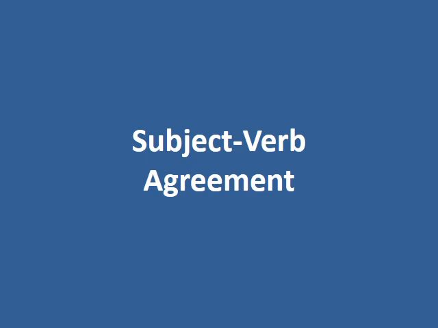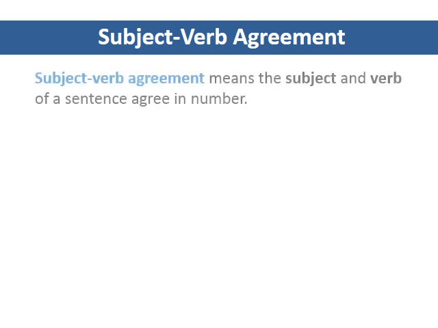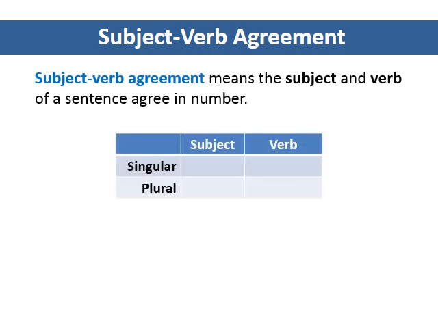Subject-verb agreement. Read the sentence. Which verb correctly completes the sentence? Subject-verb agreement means that the subject and verb of a sentence agree in number.